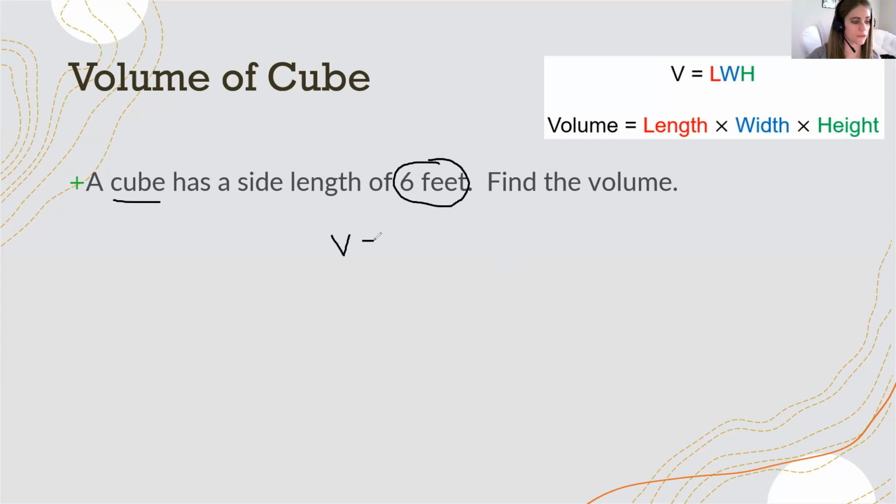So we can use our formula to substitute, to plug those in. So 6 is our length. That's going to be times our width of 6, and then times our height of 6. Now that everything is substituted, we can use our order of operations to find our volume. In this case, there's only one operation. It is all multiplication. So we need to multiply 6 times 6 times 6, which would be 216.